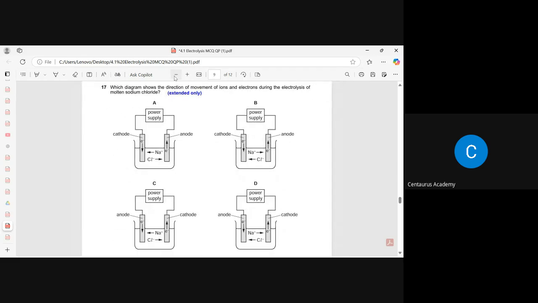Look into this question again. This is a similar kind of question. Tell me the answer for this one.